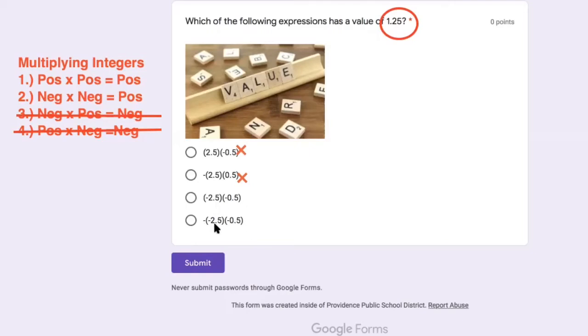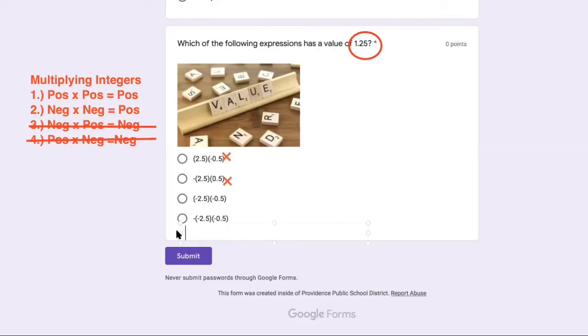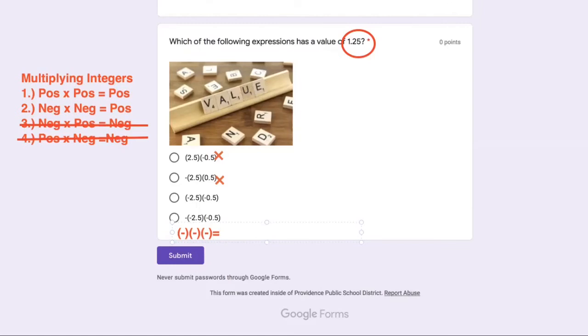And here it's a little weird because we have a negative times a negative times a negative, which altogether, a negative times a negative is a positive, leaving us with a positive times a negative, which will in fact give me a negative. So this problem is negative. So we will eliminate that answer.